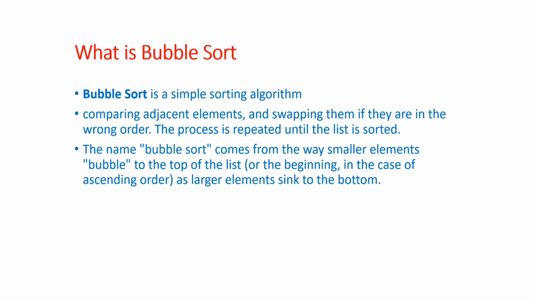The name bubble sort comes from the way smaller elements bubble to the top of the list, or the beginning in case of ascending order, as a larger element sinks to the bottom.